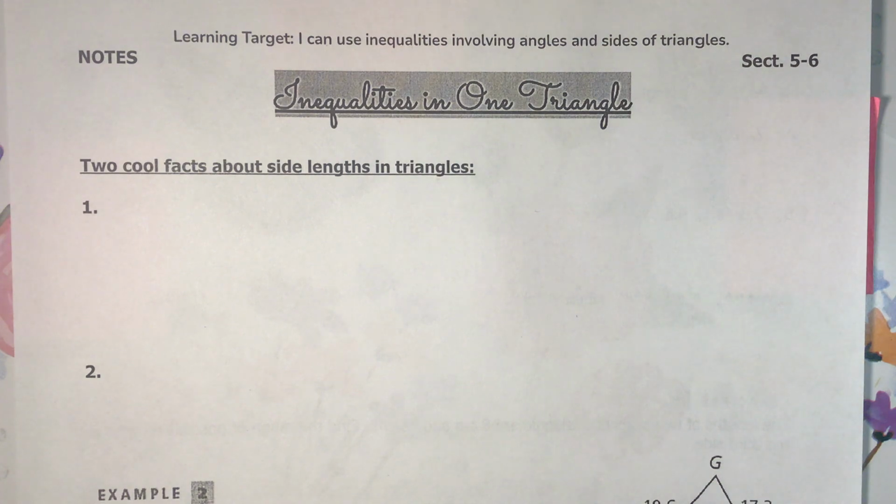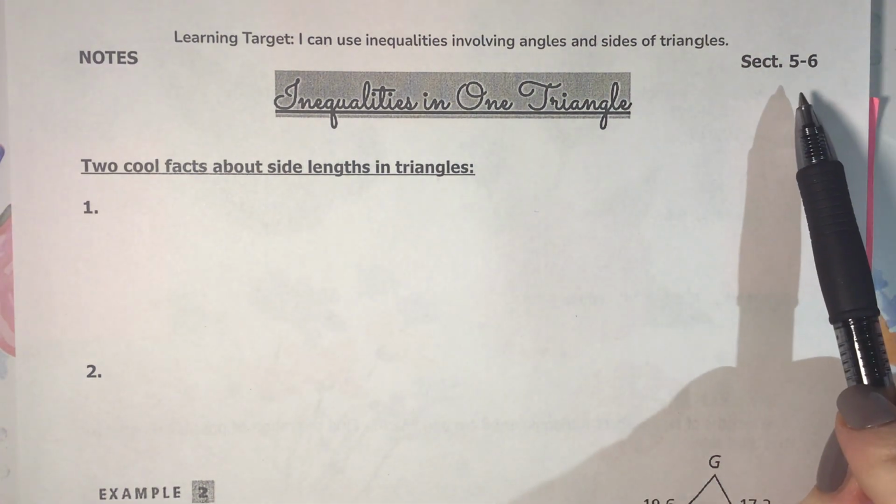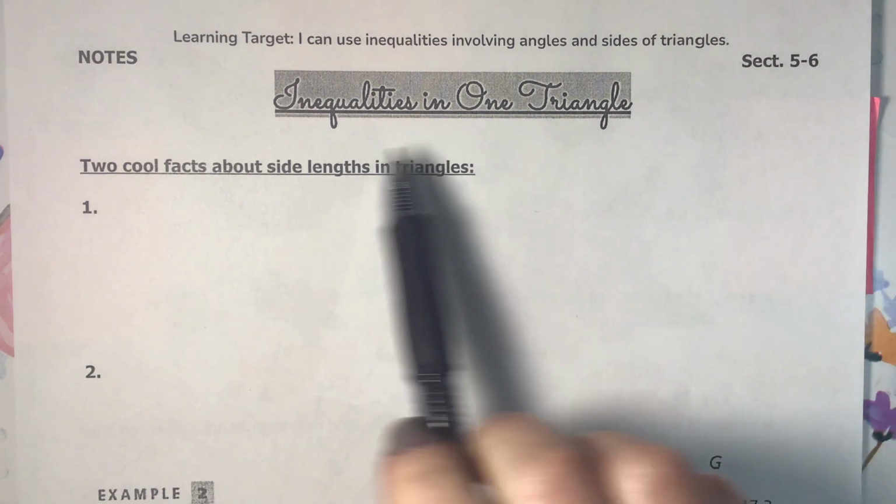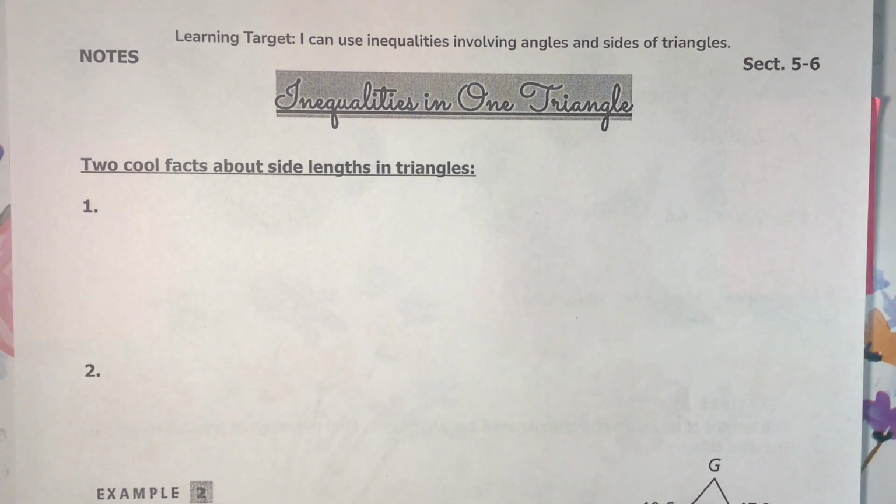We wrapped it up kind of quickly, but we are working in Section 5-6, and we're talking all about inequalities in one triangle. So what I'd like for you to be able to do by the end of this lesson is to be able to use inequalities based off of properties that I'm going to be telling you about to solve for angles and sides of triangles. All right, so let's get into these two facts that we're going to be applying in our lessons today.